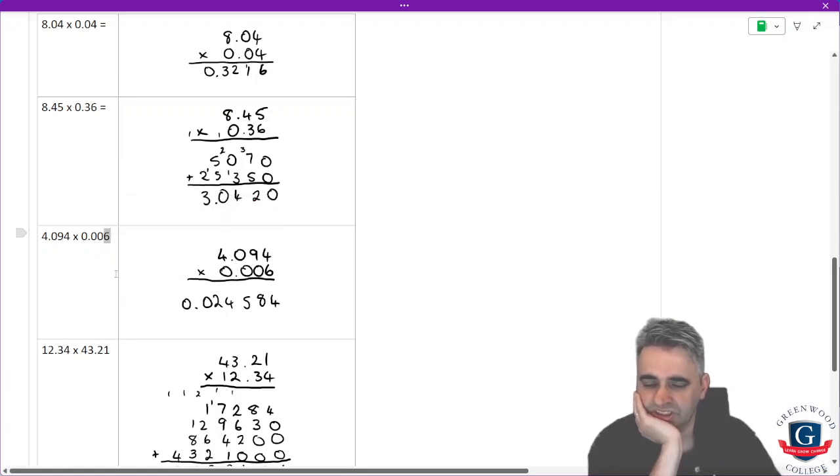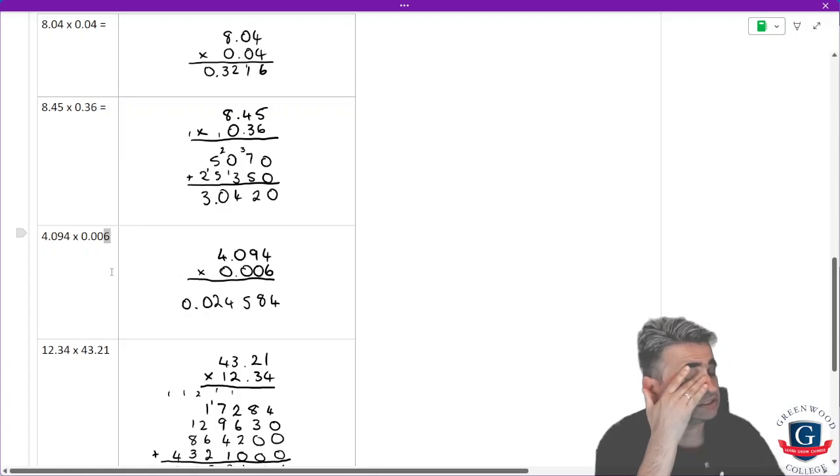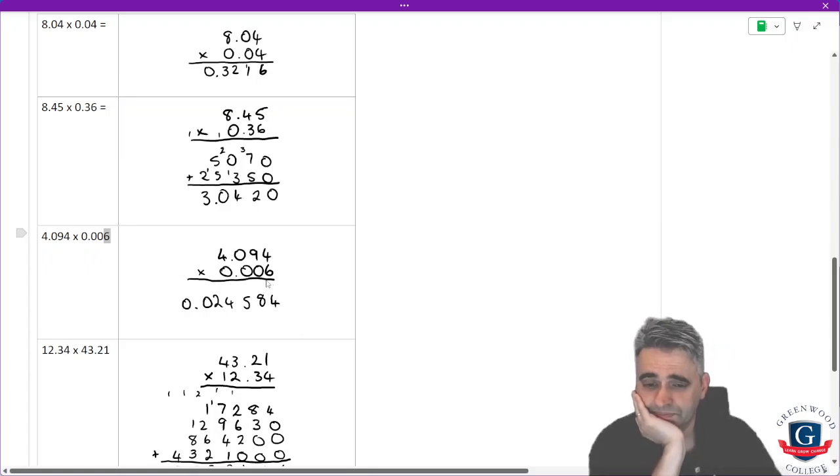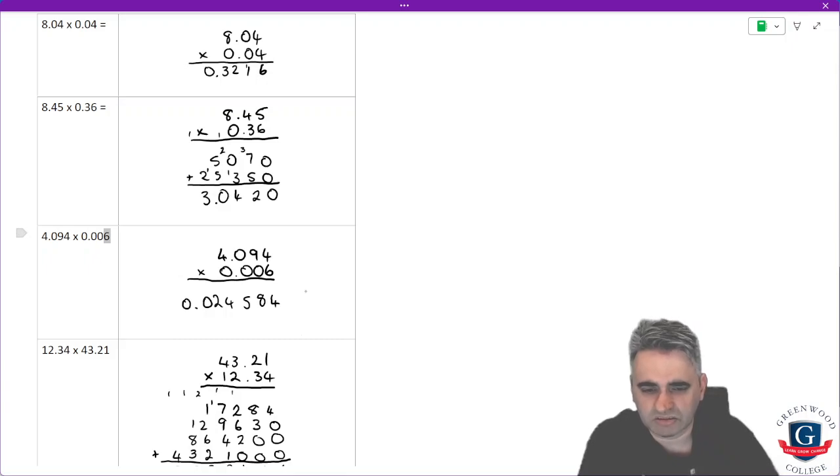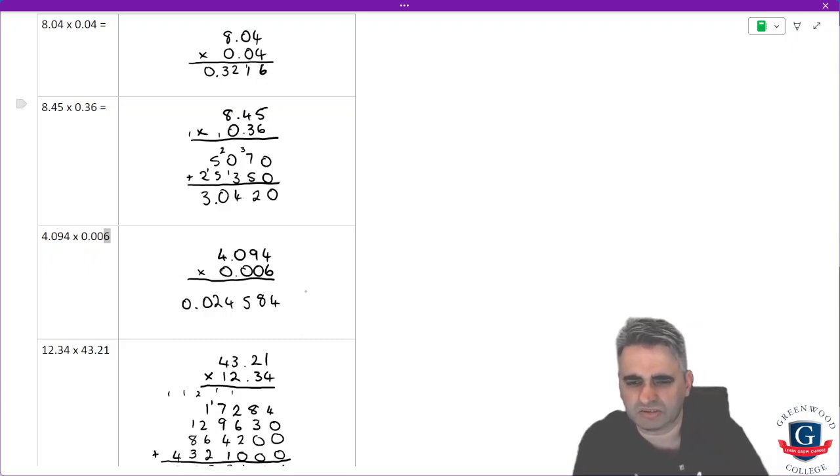0.006 only has one significant figure, so we'll put that on the bottom. 0, 0, 0, 0 will just be 0. There'd be nothing underneath here. 6 fours are 24. Carry the 2. 9 sixes. What is going on here? This is wrong.